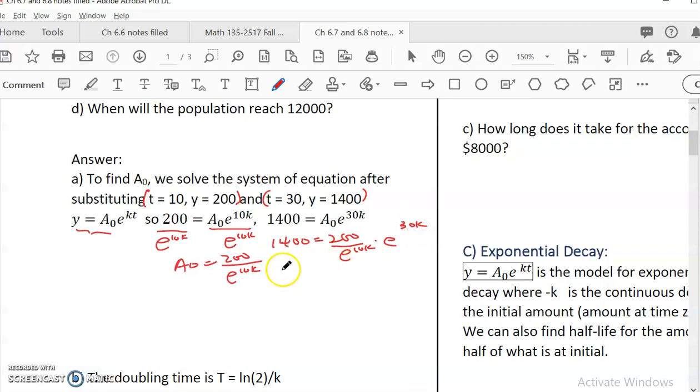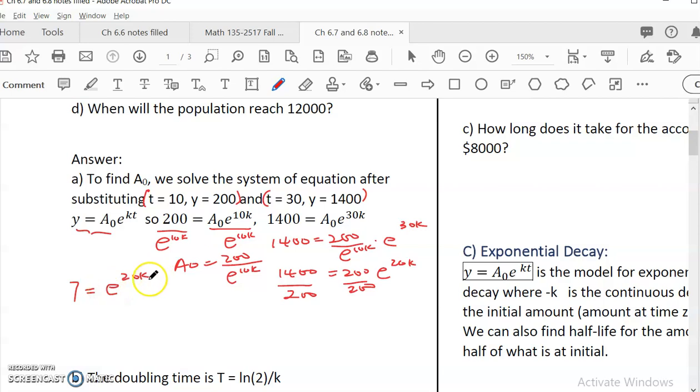So you would have 1400 equal to 200 over e to the 10k times e to the 30k. So then you would have 1400 equal to 200 times e to the 30k minus 10k, so e to the 20k. When you're dividing with the same base, you can subtract the exponents. So it's 20k. So this is one equation, and we are just going to solve for k. So divide by 200, and you would have 7 equal to e to the 20k.